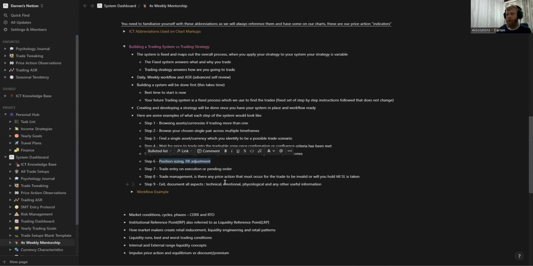Okay. Step 7, trade entry on execution or pending order. So that's something you can decide. Before price gets there, do you want to maybe put an order in place, or only when it gets there, maybe set a price alert and then come and sit down at the chart or look on your phone, if you want to take a trade execution rather than a pending order? Again, your system tells you to make the decision based on either an execution or a pending order. That would be step 7.